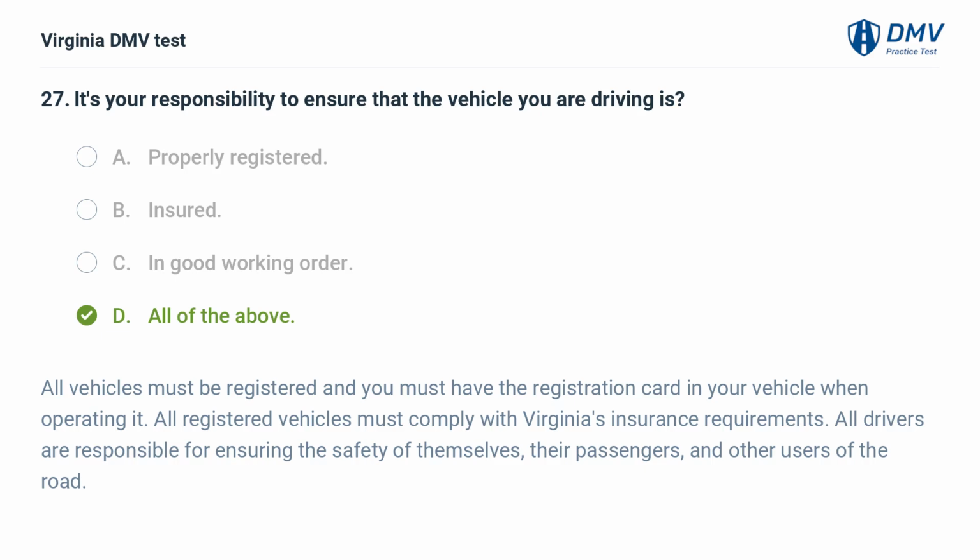All vehicles must be registered and you must have the registration card in your vehicle when operating it. All registered vehicles must comply with Virginia's insurance requirements. All drivers are responsible for ensuring the safety of themselves, their passengers, and other users of the road.